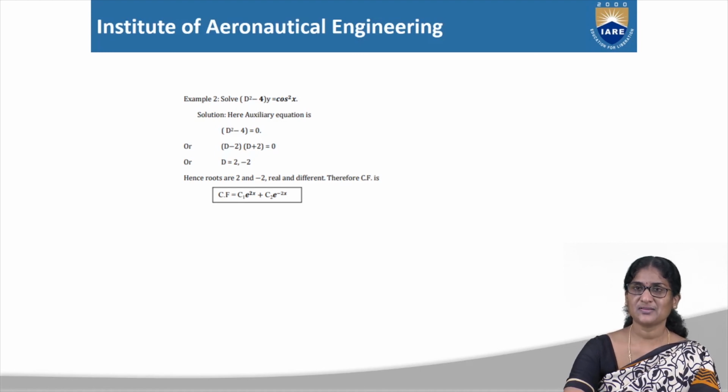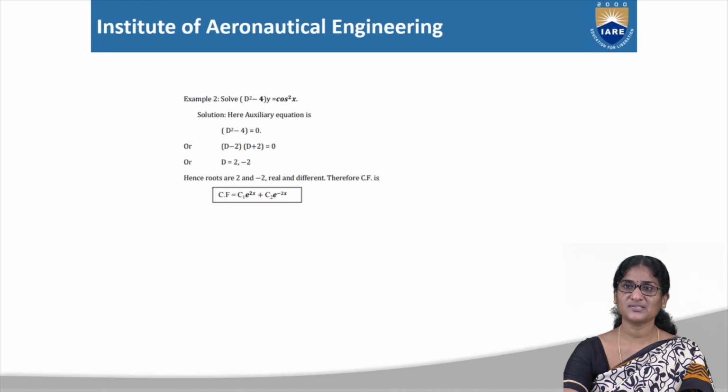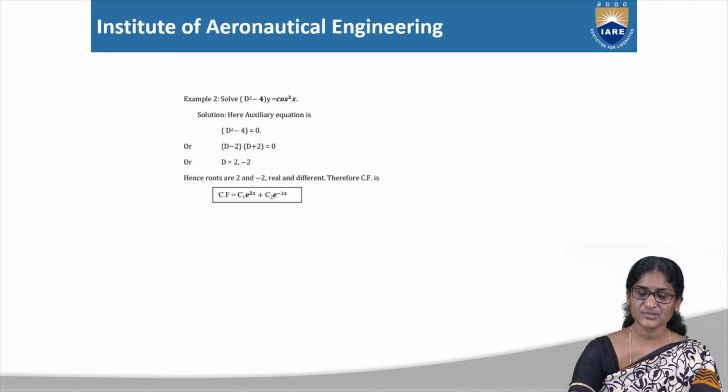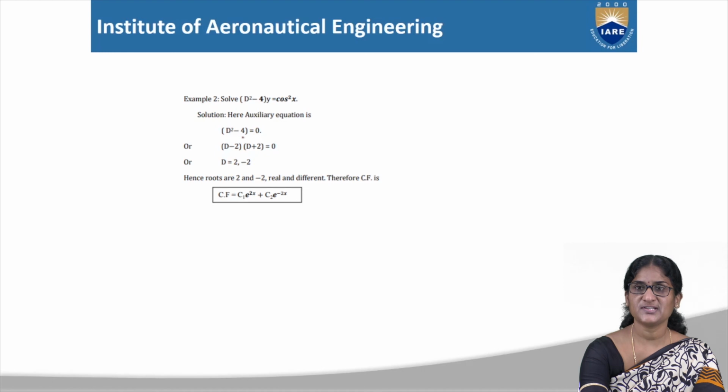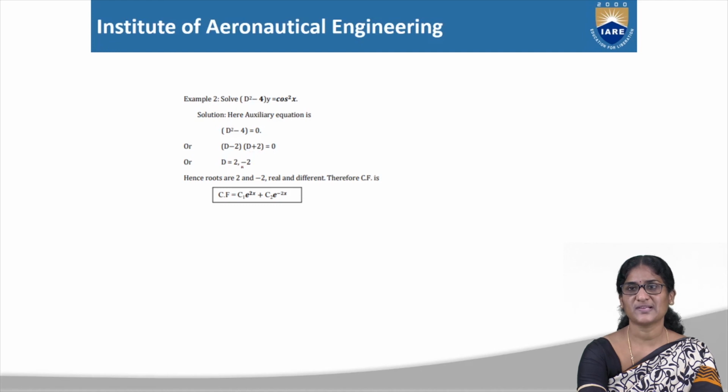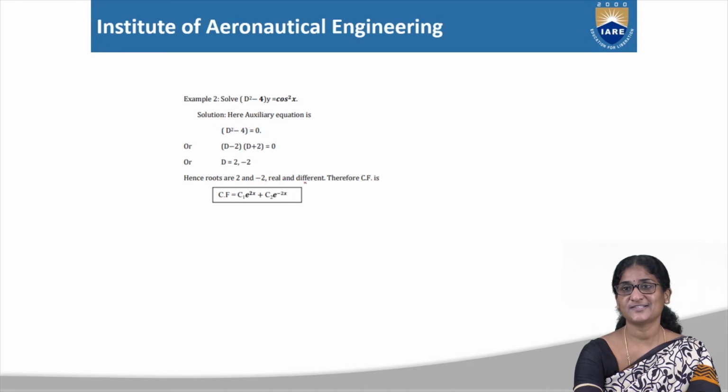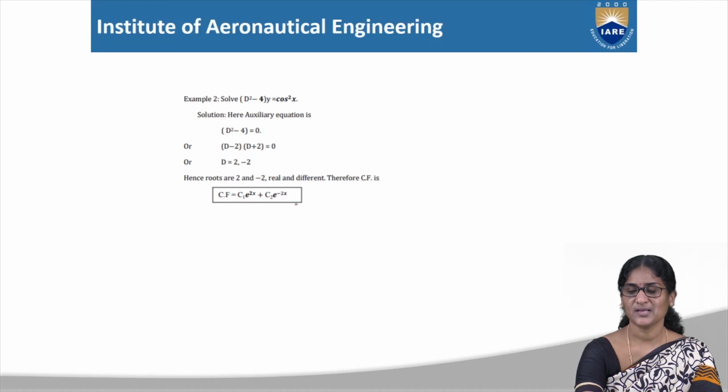So first we'll find the auxiliary equation. As usual, the auxiliary equation is D square minus 4 is equal to 0. (D minus 2) into (D plus 2) is equal to 0. D is equal to plus or minus 2. So the roots are 2 and minus 2, which are real and distinct. The complementary function is c1 e power 2x plus c2 e power minus 2x.